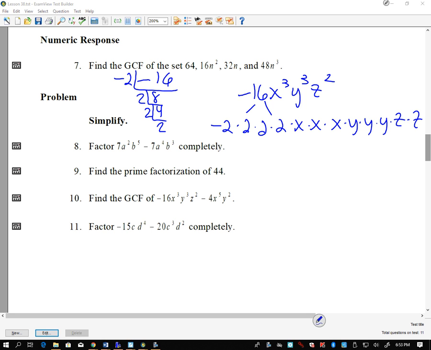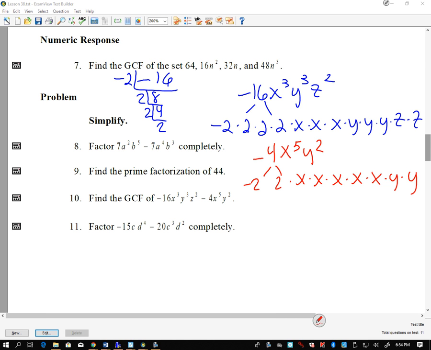And now we're going to do the same thing for negative 4 x to the 5th y squared. Well, that's negative 2 and 2, then times x times x times x times x times x times y times y. All right, what do they share in common? We're looking for the greatest common factor, things that would go into both of them.